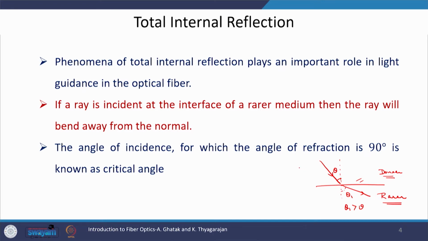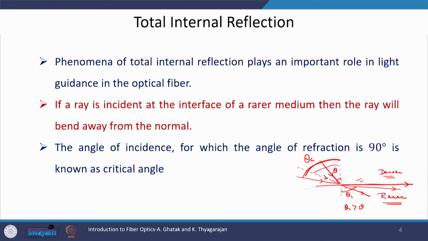Now, if we keep increasing the angle of incidence, the refracted ray will bend away further. If we still increase the angle of incidence, then a situation may arise in which the refracted ray goes along the interface. This is called total internal reflection. The angle of incidence for which the angle of refraction is 90 degrees is known as the critical angle, theta c, and the phenomenon is called total internal reflection.